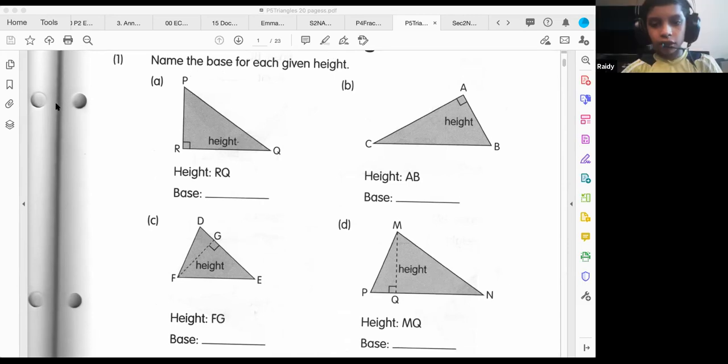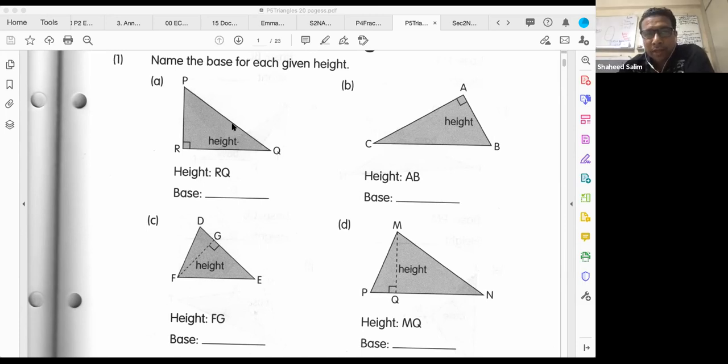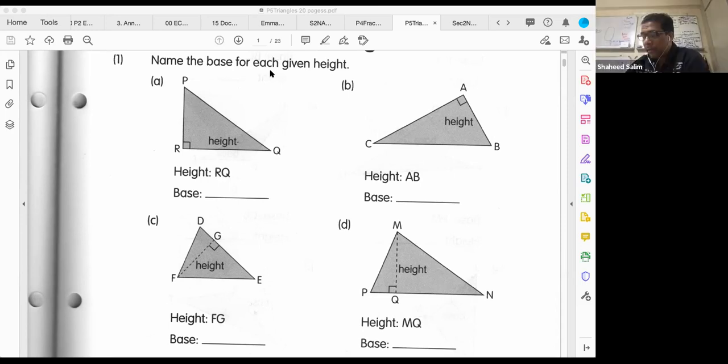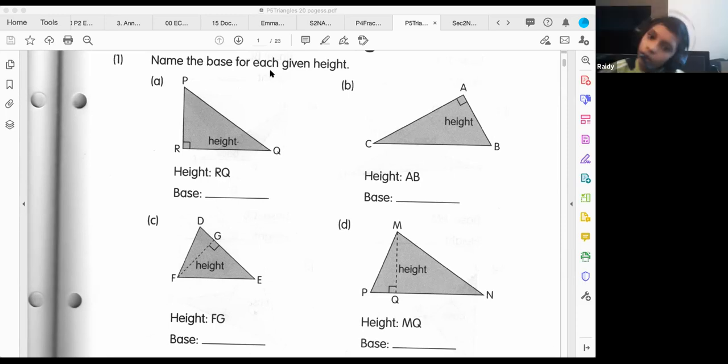Okay. Is it correct? It's not correct. If you say PQ, you see this doesn't reach 90 degrees. You want to meet the base at 90 degrees. You must go down like that. So let's see what happened. Am I correct? Yes, now you're correct. So you must meet at 90 degrees, okay?